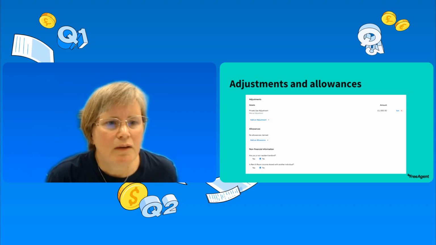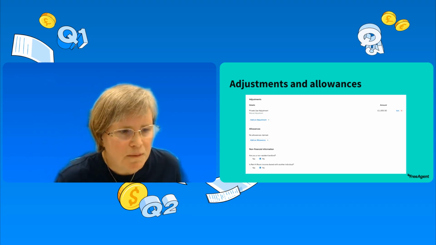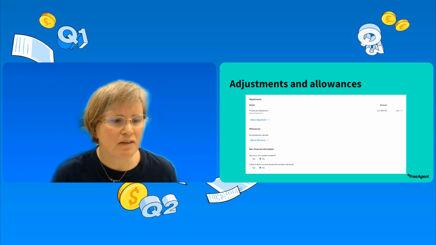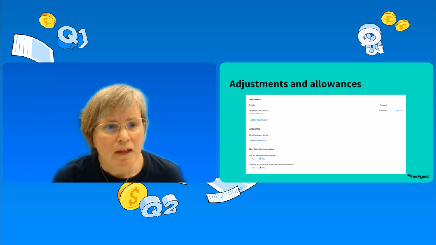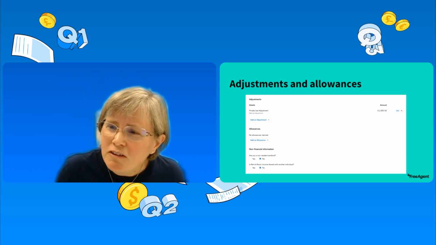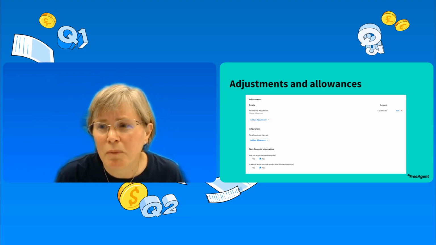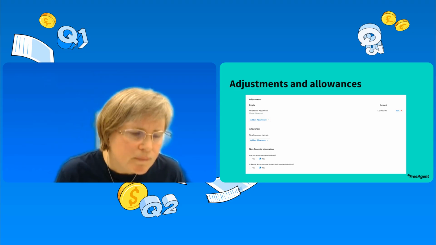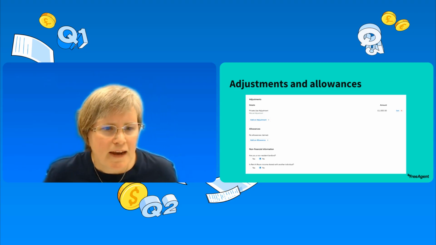You also have the option to record what's called adjustments and allowances. You can complete those at any time of the year. Those would be things like private use adjustment, for instance, if you are occupying a rented property yourself. You can complete them, as I say, at any time of the year.